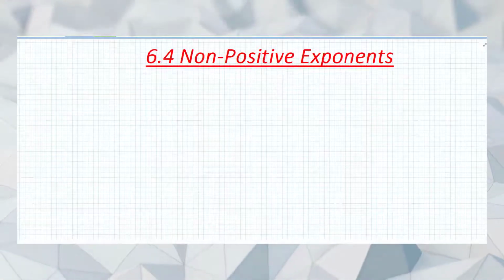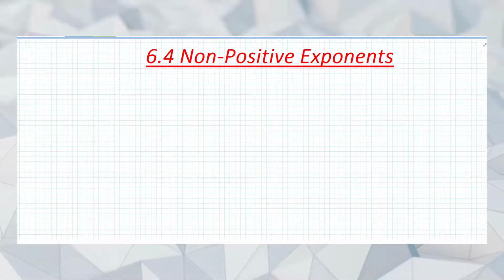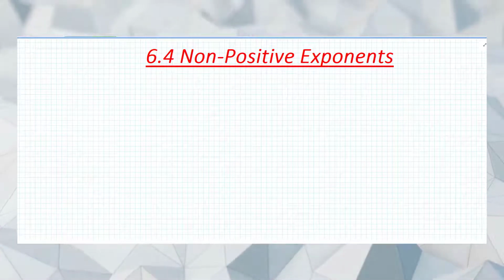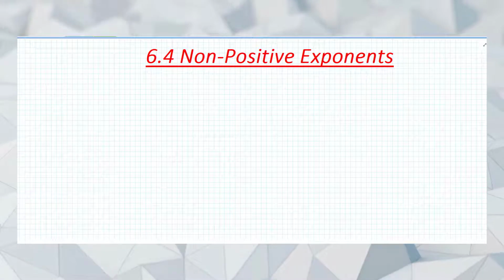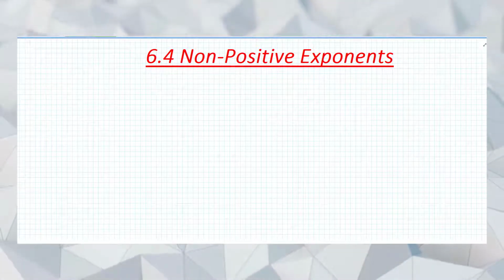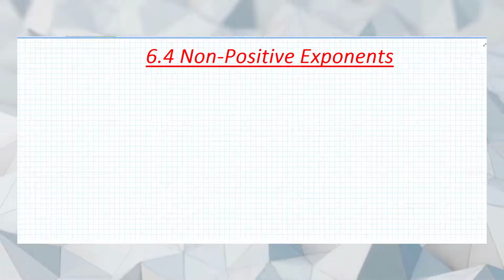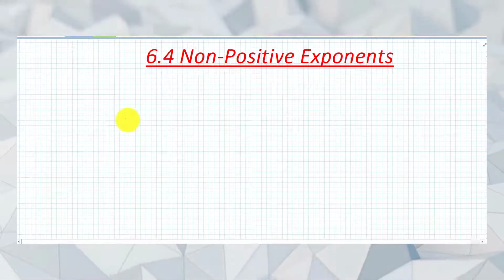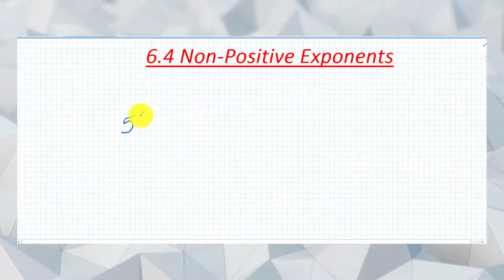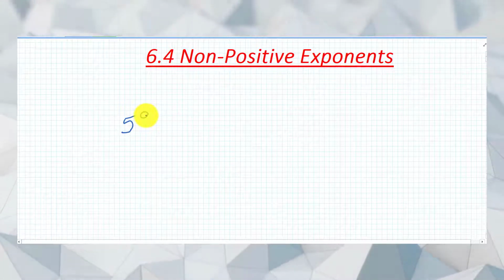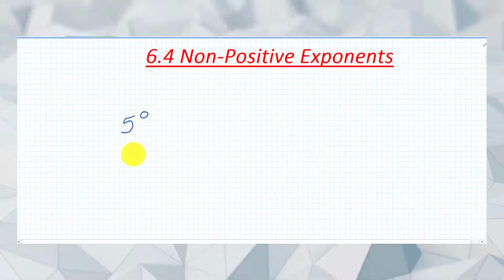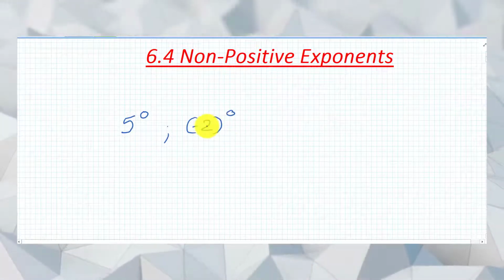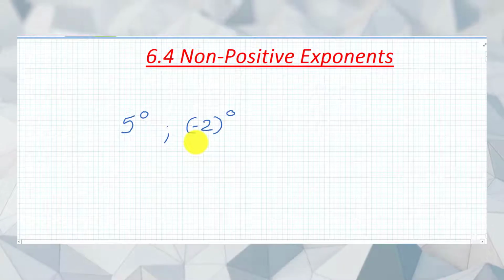In this lesson, we will define non-positive exponents. We will do this by proceeding through specific steps. First, we will understand the reason behind the definition of a zero power. For example, what should we understand when we read 5 to the 0 or negative 2 to the 0? What do these numbers mean?